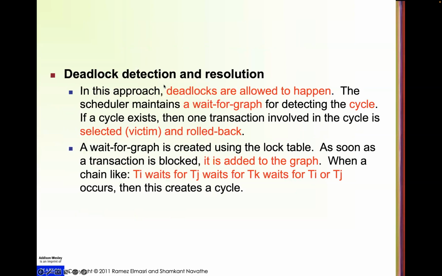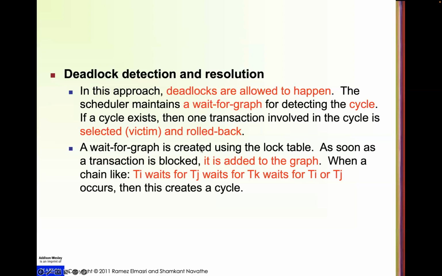Now, in a basic approach, a deadlock can happen. In this approach, deadlocks are allowed to happen. The scheduler maintains a wait-for graph for detecting the cycle. It's like T1 waiting for T2, T2 waiting for T1. So there is a deadlock here. If the cycle exists, then one transaction involved in the cycle is selected, killed and rolled back. For example, T1 is waiting for T2, T2 is waiting for T1. You roll back T2 and T1 gets both the data items so T1 can finish. Then you can start T2 and T2 can work on it.